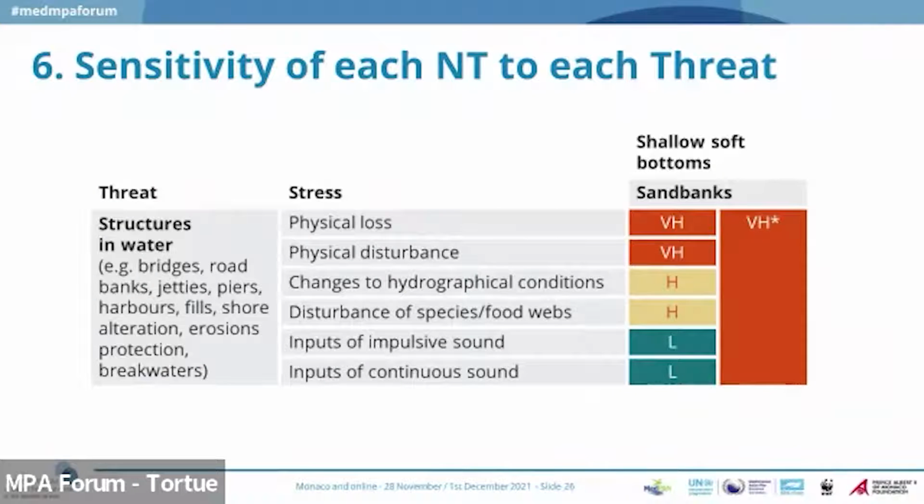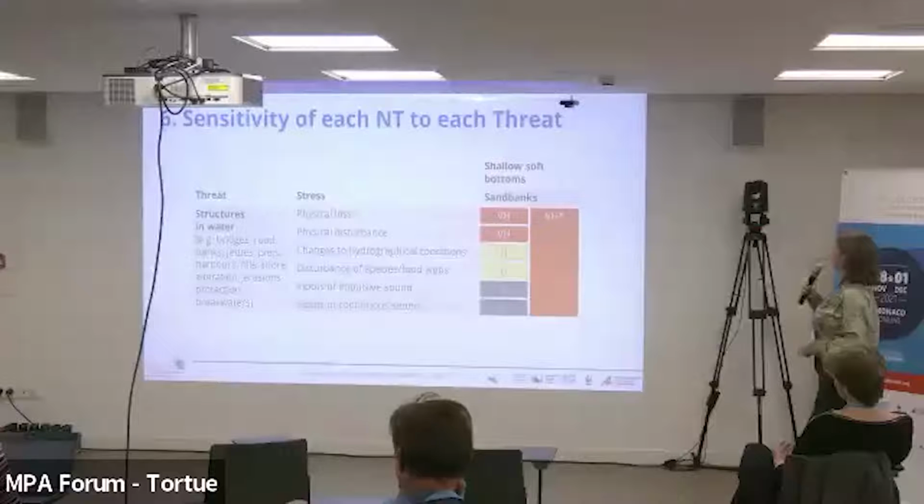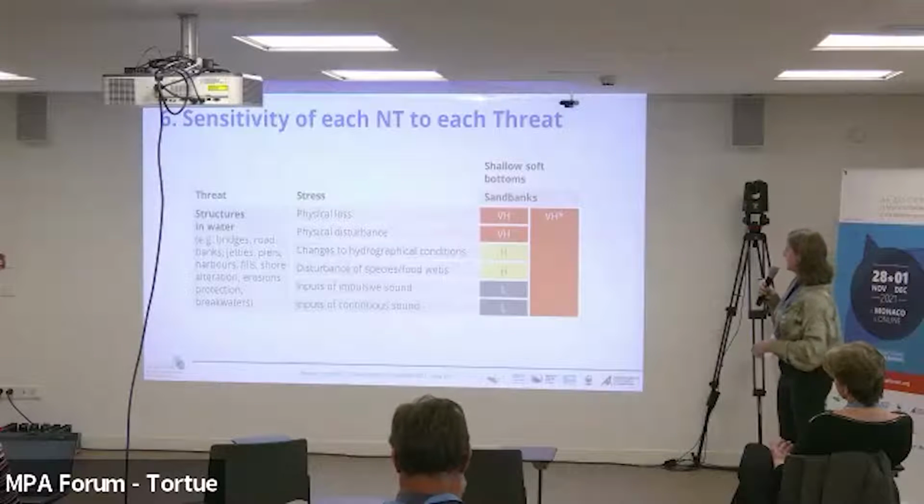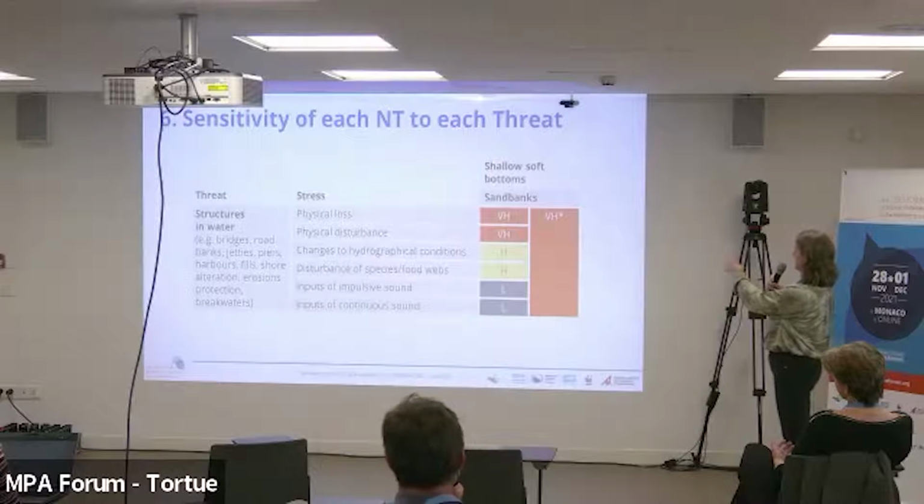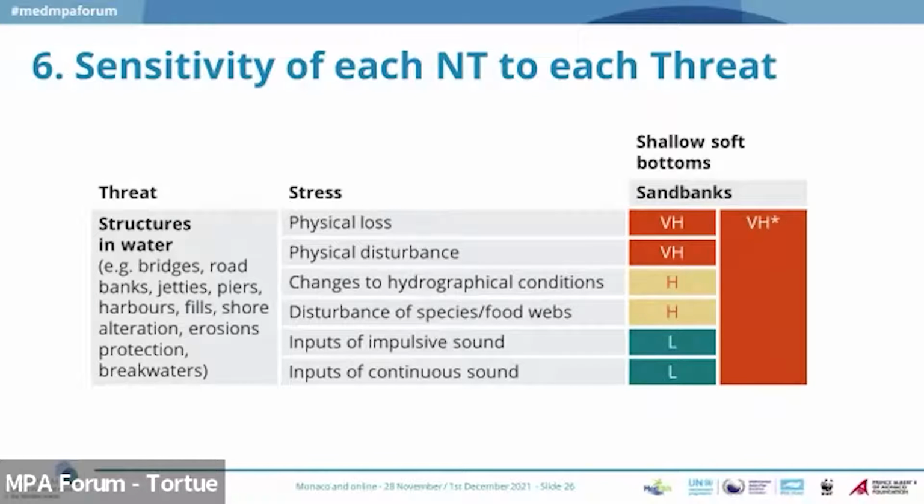So after we had our list of threats, we then did what we call a sensitivity analysis, where we looked at the sensitivity of each of the nested targets to each of those particular threats. So you can see in the table here, we have a threat, which here is structures in water and the associated stresses. We have a nested target of sandbanks, and we then assessed the sensitivity to each of those stresses, and then we rolled that up to an overall sensitivity rating, sort of following the highest ranked sensitivity to stress there. Next slide.